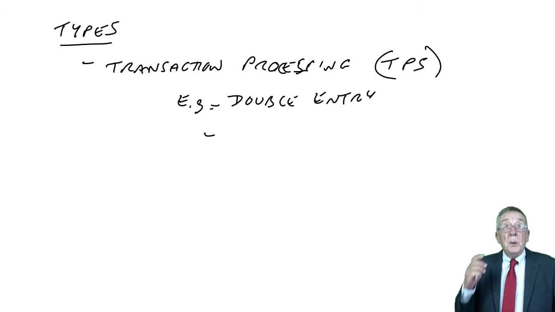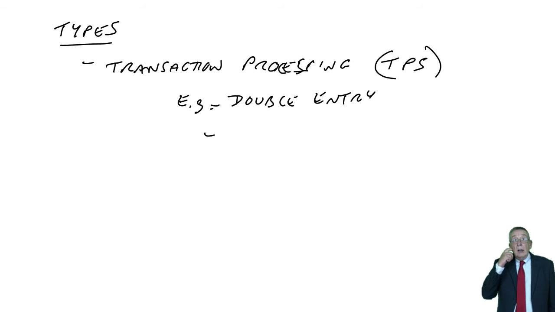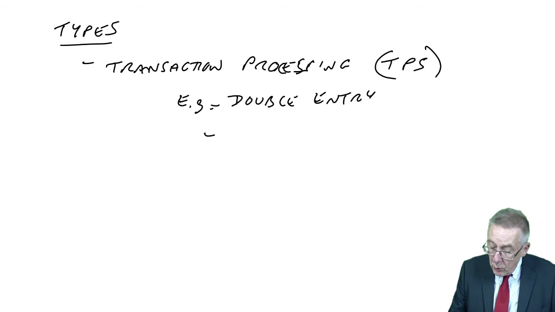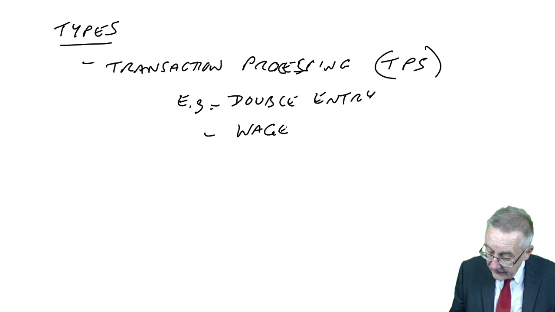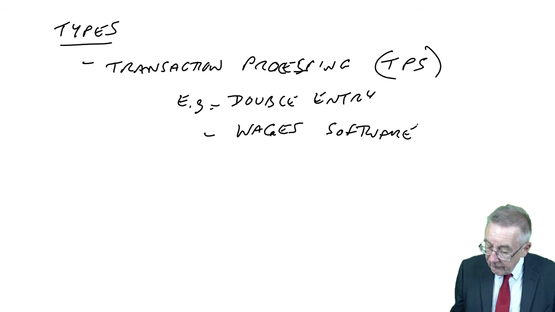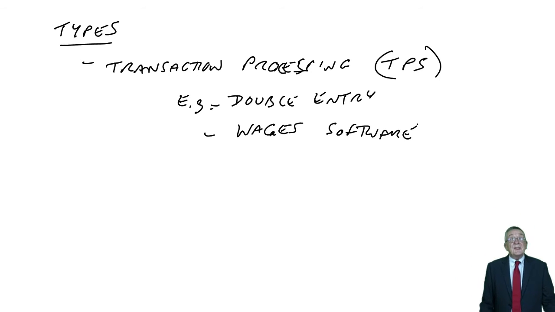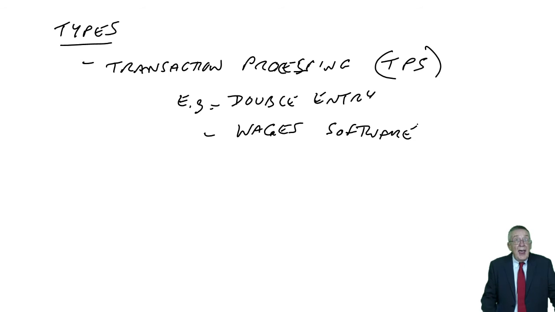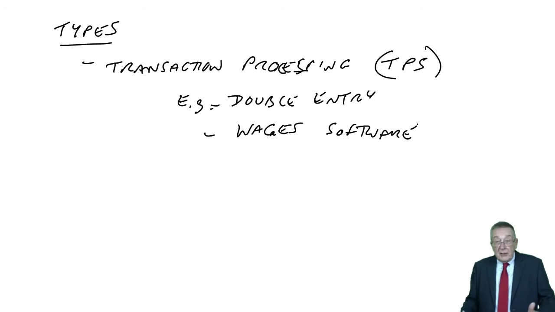Or another example, maybe we've got software that calculates our wages. We type in the hours worked and it works out the wages. So with lots of software to process the actual transactions, the data's all there. But of course, that in itself isn't giving us information.